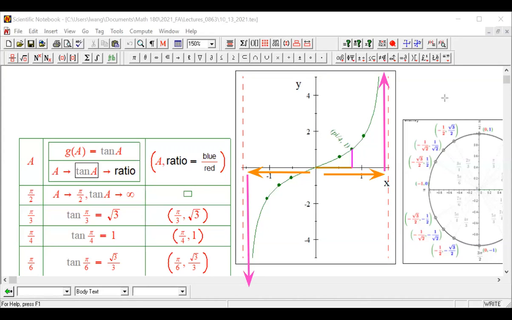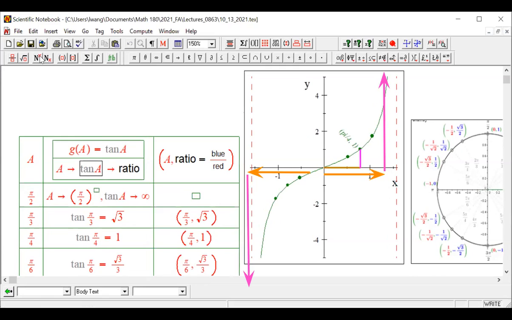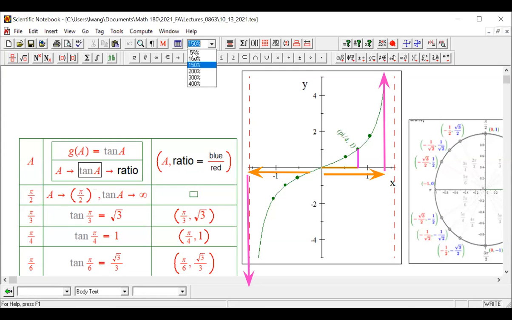But we're approaching pi over 2 here, okay? I'm missing something important. We're approaching pi over 2 from smaller than pi over 2. So we put a little negative sign on the shoulder.